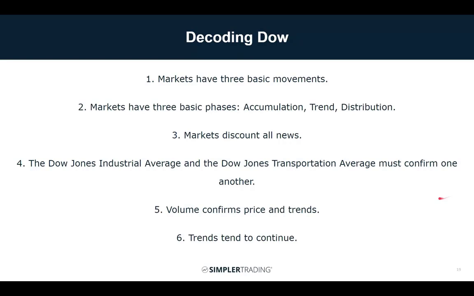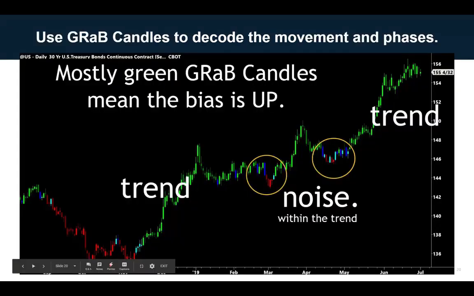All right, so let's get to the nitty gritty and talk about how you can do this with the tools that I'm going to share with you here. Use the grab candles to decode the market movement in phases. If there are mostly green grab candles, that means the bias is up, and what precedes a trend? Bias. So you want to see a continuation of green grab candles, and even if there's a little bit of noise, you know what to do now. Respect the trend that was.